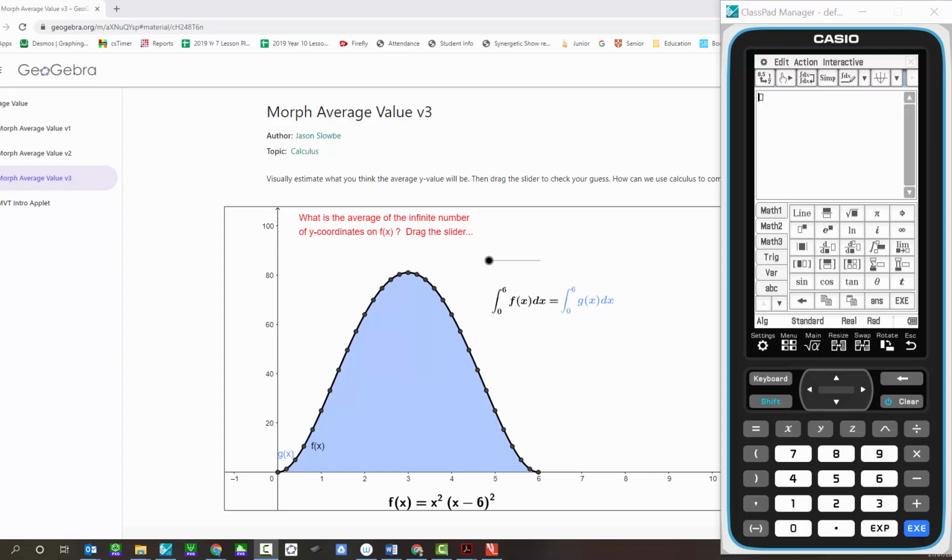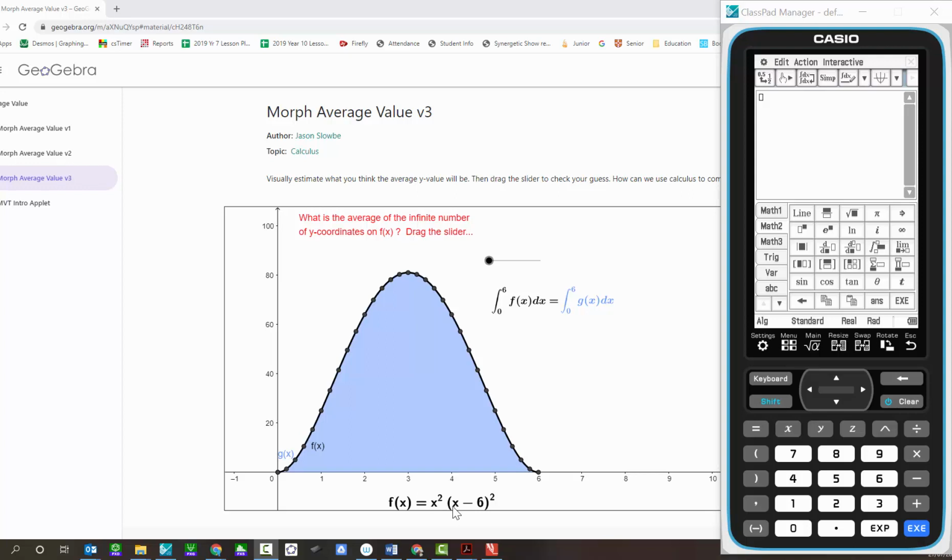Okay, in today's class, we're going to look at average value, and there are some really cool GeoGebra applications that allow you to visualize what's happening. So when you're thinking about average value, you've got to understand that you're looking for something different to average rate of change.